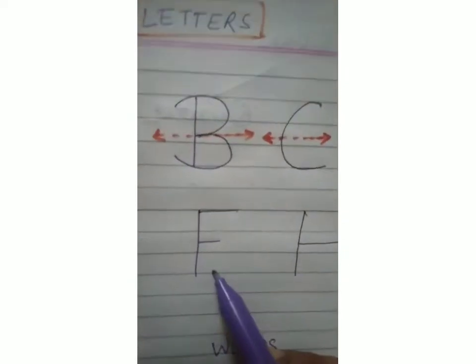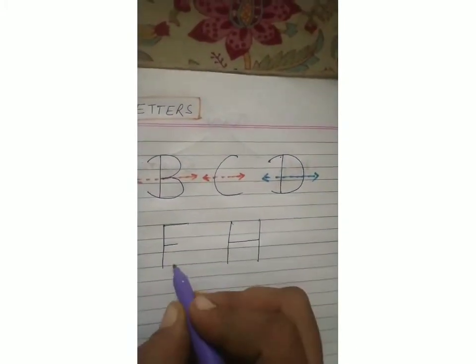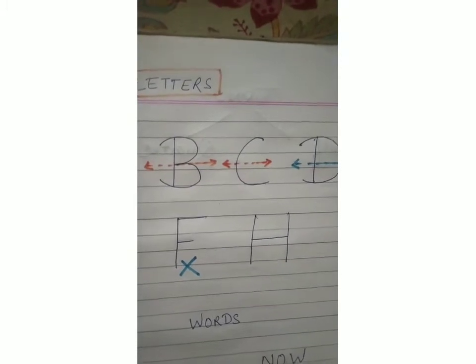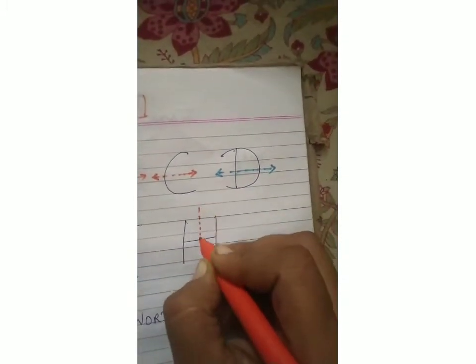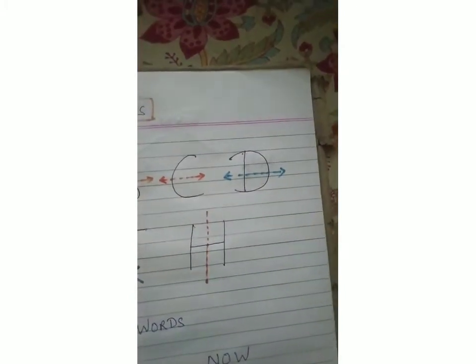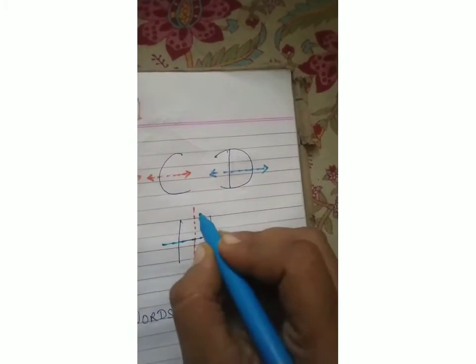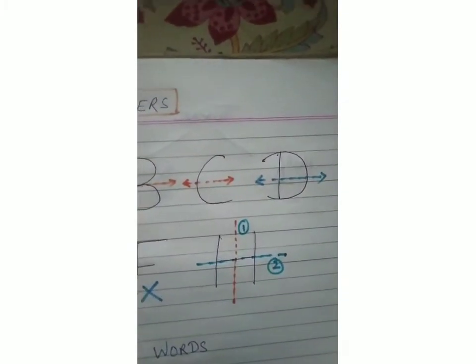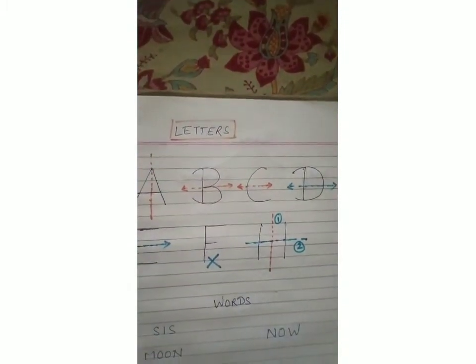F, you can see this letter F. If I will make the line like this or like this, I cannot divide this letter into equal halves. So F is not symmetrical at all. H is magical because it has a vertical line of symmetry as well as a horizontal line of symmetry, because by these two it can be divided into two equal halves. So these are the symmetry in letters.